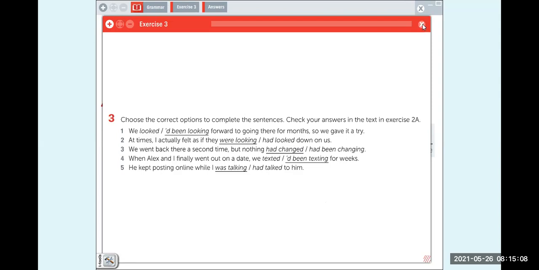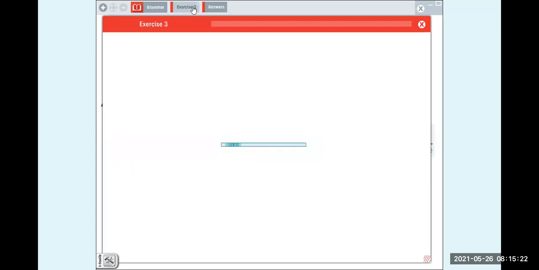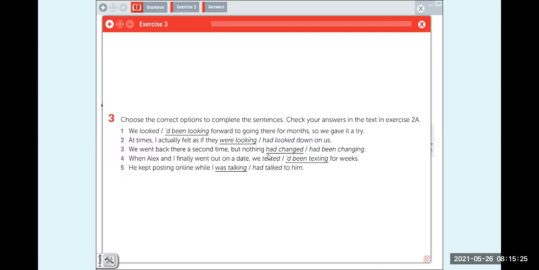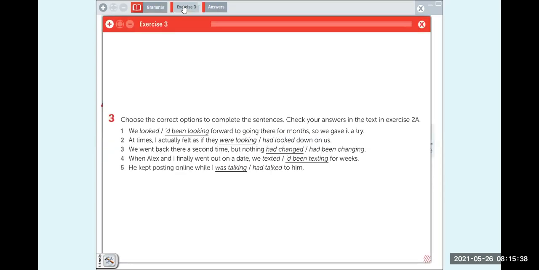Let's see here. So what is the tense that we use when A happened before B? Past perfect. Past perfect. Yes, number 3 is the correct one, right? Past perfect. And then we have here, A was in progress before B. What do you think here? Action A was in progress before B.